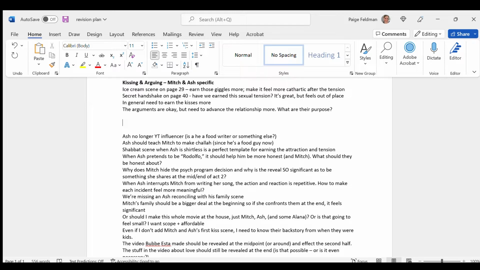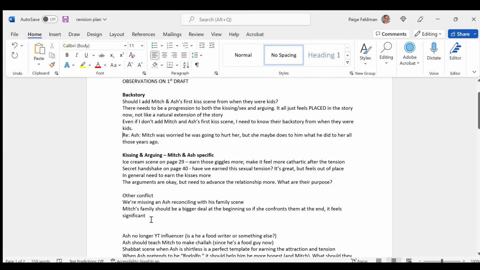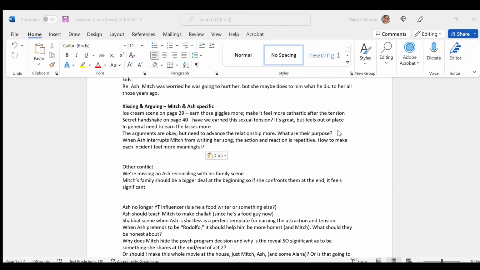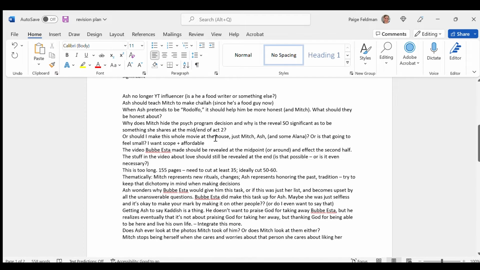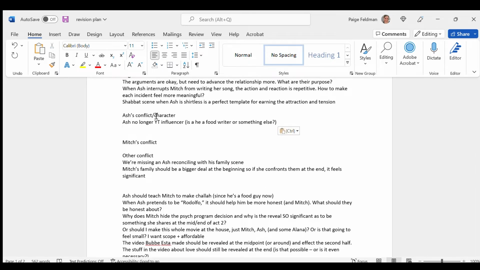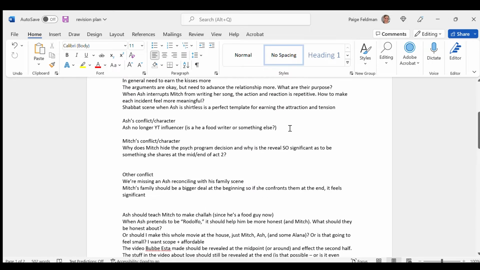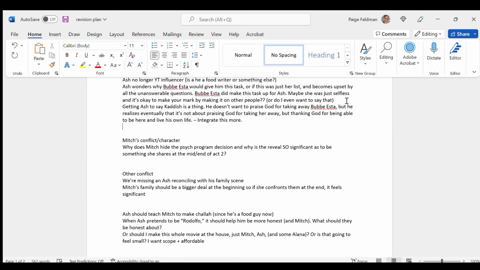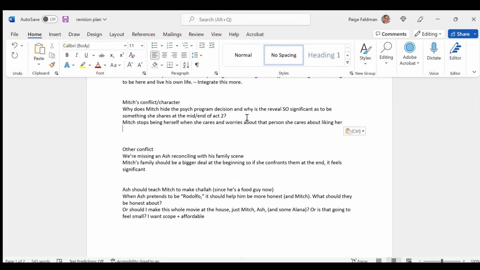Anyway, then I looked through the other items left on the list after I noted backstory and kissing and arguing, and tried to group some of them together in my mind. I saw that there were notes only about Ash, notes only about Mitch, and notes about both of them that didn't have to do with kissing or arguing. So I created categories for all those things. Ash's conflict in character, Mitch's conflict in character, and Mitch and Ash, other interpersonal conflict, which included things that weren't directly related to kissing or arguing, which is apparently very few things.